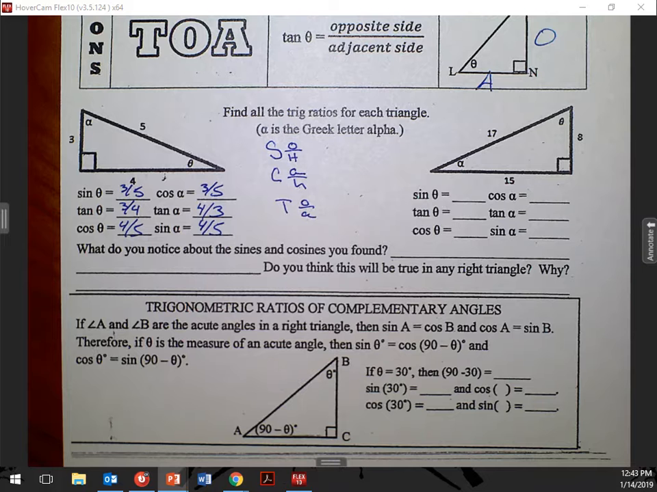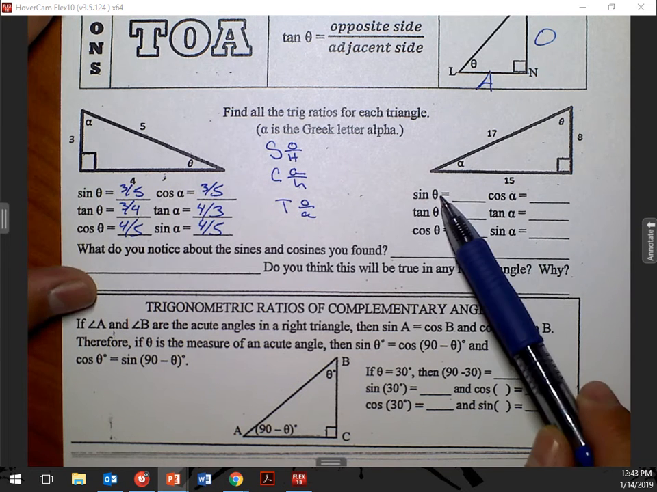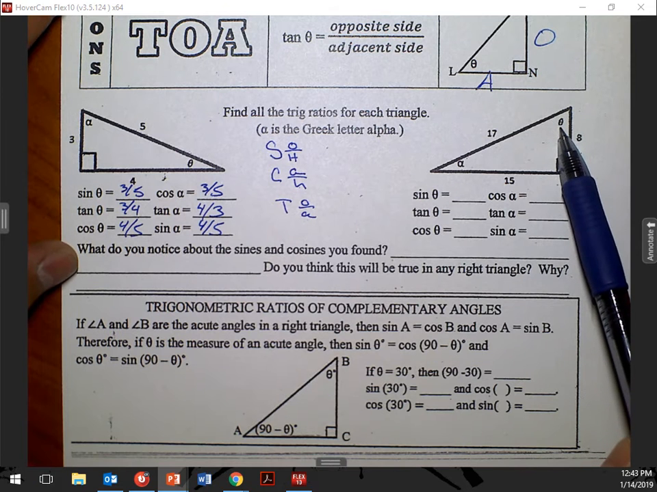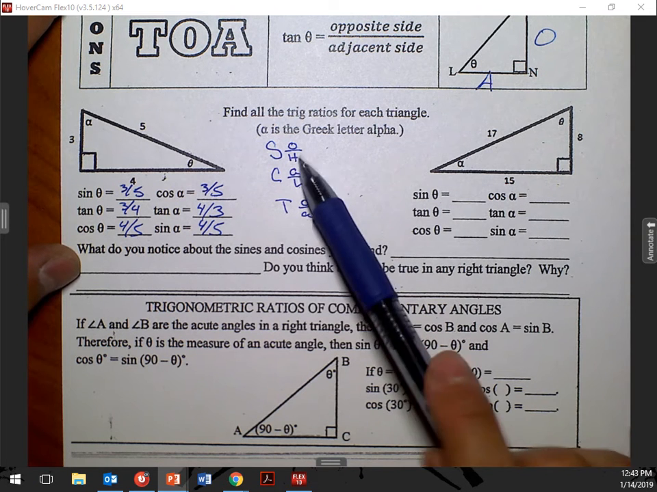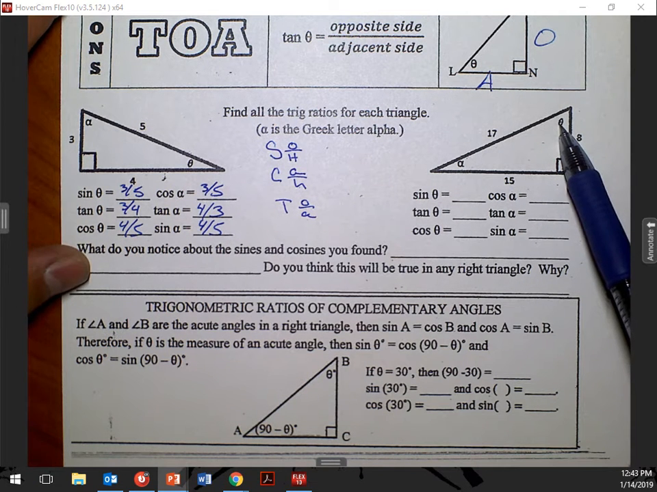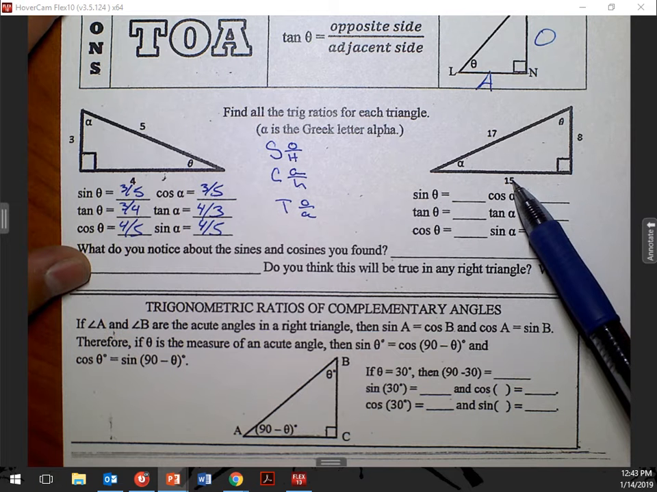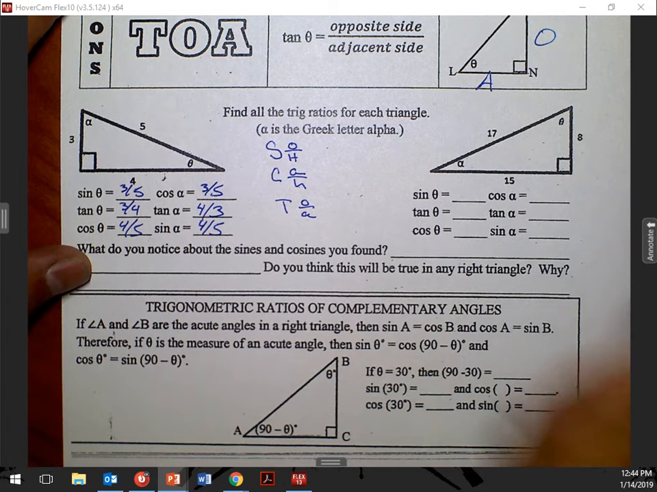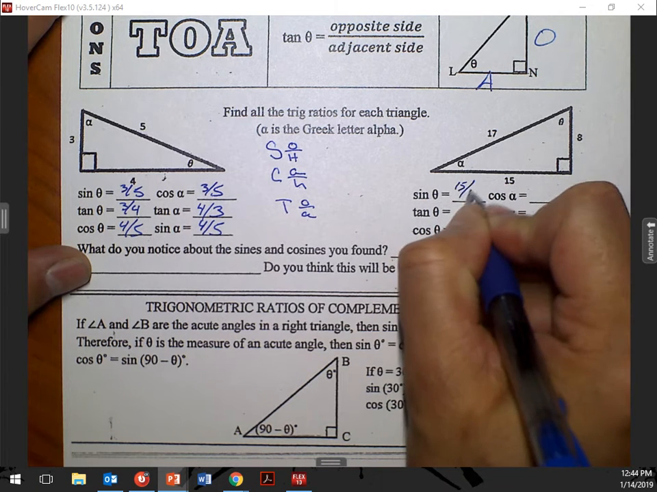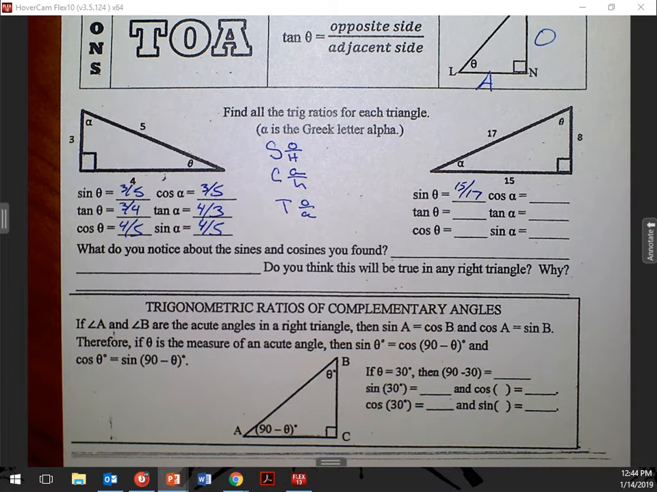Now we're going at this from theta again. So here's theta here. Sine, opposite over hypotenuse. So opposite is? 15. Hypotenuse is? Very good. Does anyone have any questions of what we're doing here? This is pretty basic for what we're doing. We're just identifying sides now. Questions, concerns, complaints?